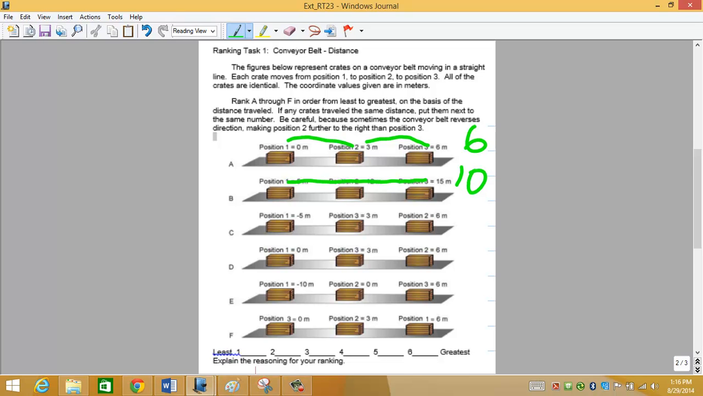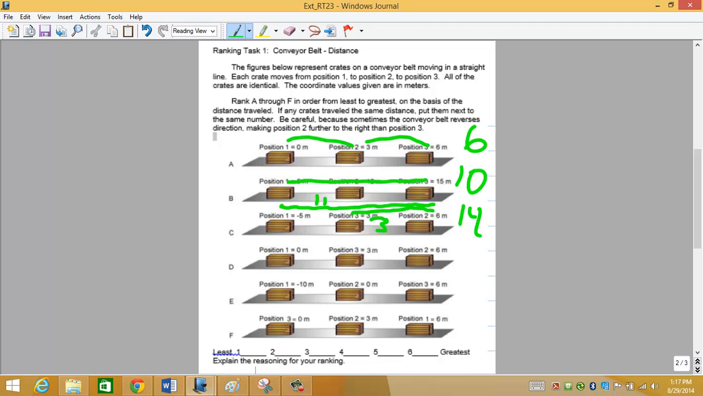In C, the object starts at a negative position, -5, goes out to position 2, which is way out at positive 6, and then comes back. So there's some backtracking involved in C. And remember, we're talking about distance. The initial leg goes from -5 to 6, which is a distance of 11. And then on the way back, you go from 6 to 3, which is a distance of 3. It doesn't matter that you're backtracking. All we care about when it comes to distance is how far you have gone. So we have a total of 14 in situation C.